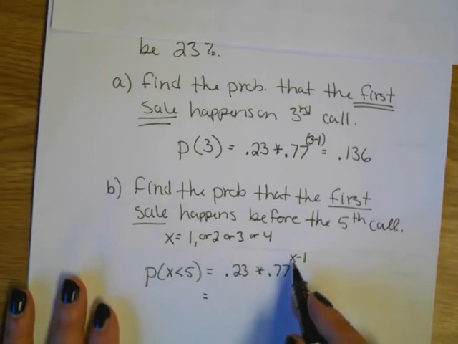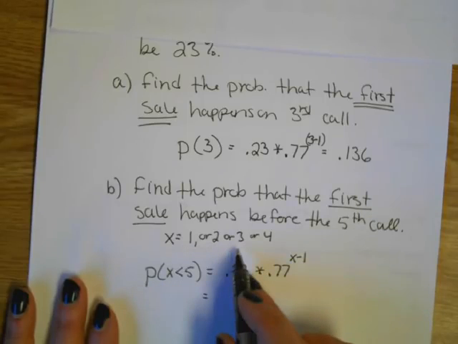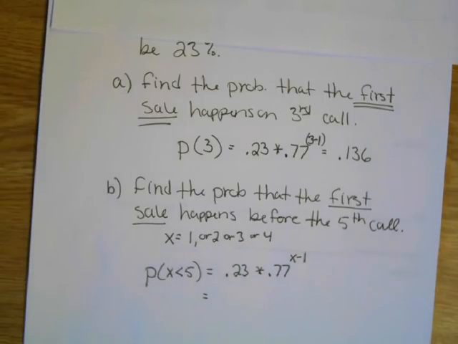Where we're going to put X's, what X's are we going to put in a list? 1, 2, 3, 4. So go ahead, put 1, 2, 3, and 4 in the list. Then go over to list 2 and use your formula. Wherever you see an X, you're going to put L1. So 0.23 times 0.77 raised to the L1 minus 1.